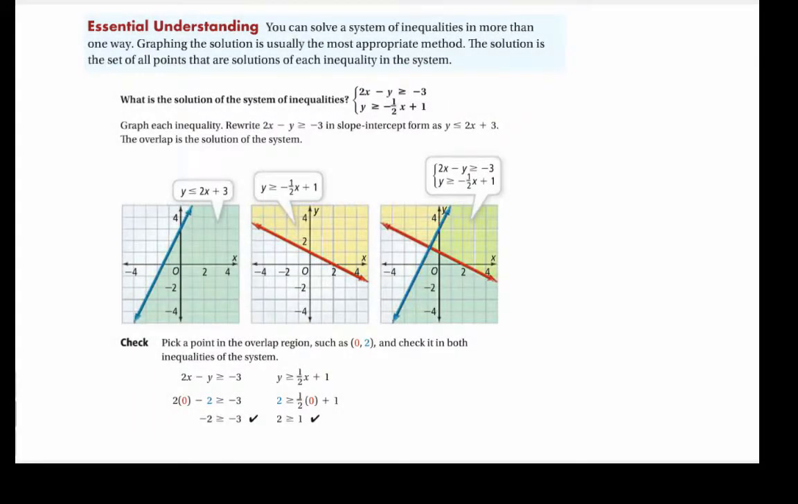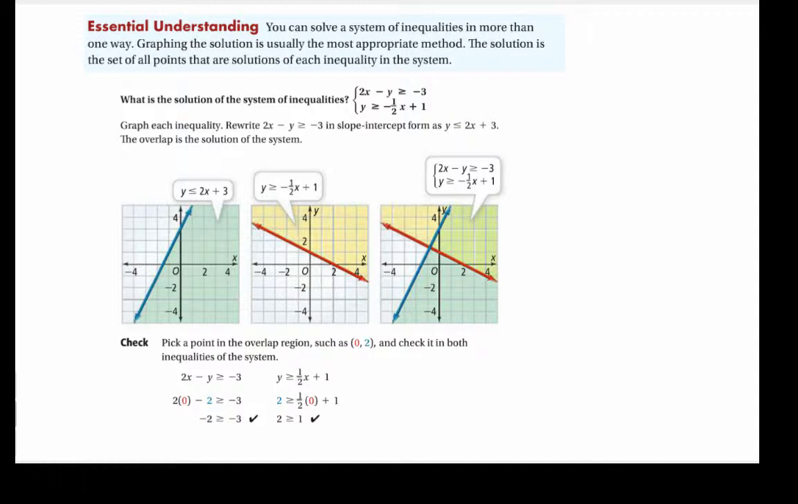So if you recall, when we graph a linear inequality, we draw a boundary line and then we shade the half plane that corresponds with the solution set. So here we're going to be doing that. We're going to have two shaded areas on one graph, and we're going to look for the overlap in the shading, essentially, is what we're doing.